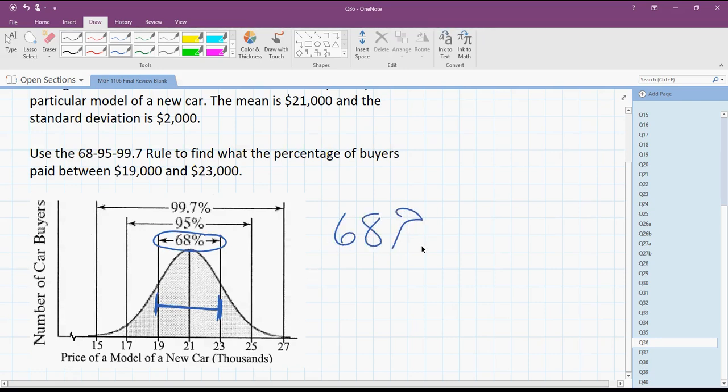Remember in class, we worked out a giant table of this. And you could also think about this as you remember that between each one of these middle bars, it was 34%. So you could take 34 plus 34 and get 68 as well, too. It's another way to do it.